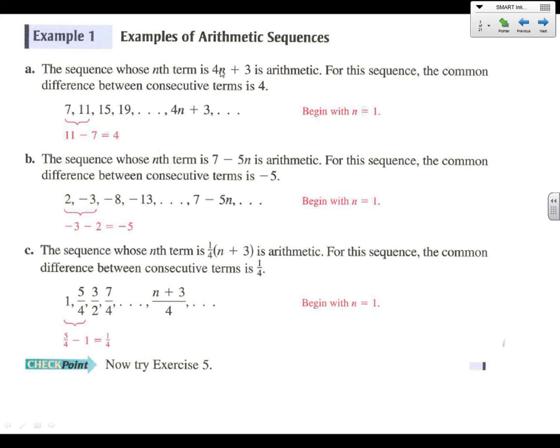So if we plugged in 1, we get 7. If we plugged in 2, 4 times 2 is 8. 8 plus 3 is 11. Plug in 3. 4 times 3 is 12. 12 plus 3 is 15. All right, so what's the gap between these? 7 to 11 is 4. 11 to 15 is 4. 15 to 19 is 4. So we have a constant common difference, and that's 4. All right, the common difference is 4.